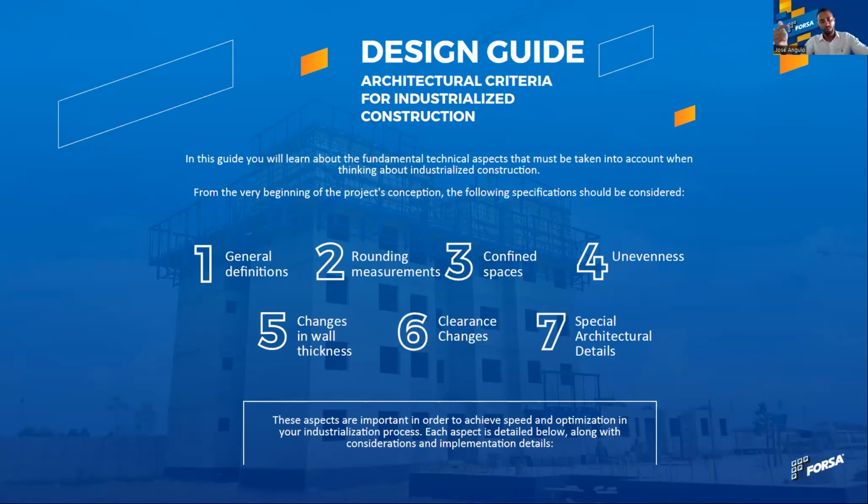Following that, the next point would be the unevenness, which means the difference between levels and how to cover it with Forza and with any other system that is focused on industrialized construction. Finally, the last points will be the changes in wall thickness, the clearance changes, which means the clear height changes, and the difference between heights in the apartments or living units or the general building, slab sections and difference between levels. And finally, we will check the special architectural details.